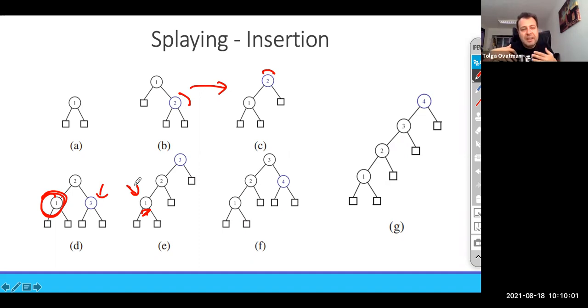So the splay tree tries to bring the newly accessed data towards the upper levels of the tree as much as possible. So you put the 4 and you make it like this. You see this is pretty imbalanced, but the newly inserted element is on top.